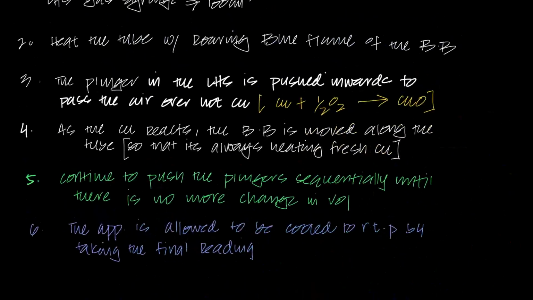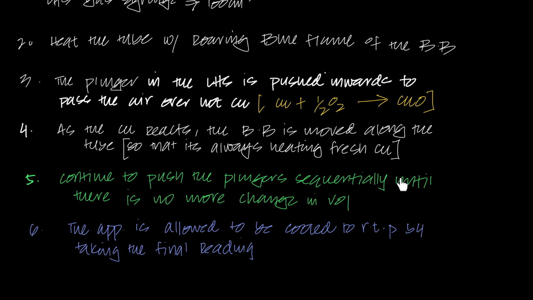And that's what I've written here. So as the copper reacts, the Bunsen burner is moved along the tube. Why is it moved along the tube? So that it's always heating more and more fresh copper, because once copper oxide forms, it's no longer going to react with oxygen, because the copper has reacted with oxygen to form copper oxide. The oxide has already formed.